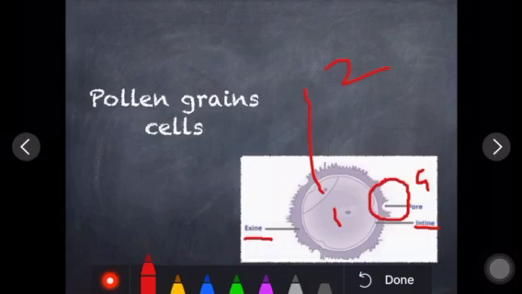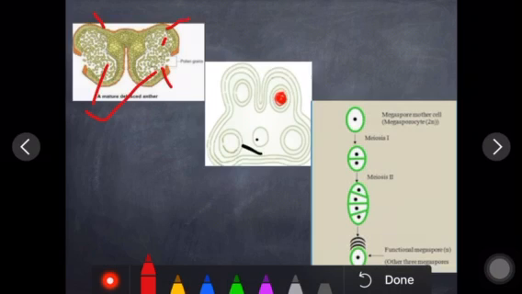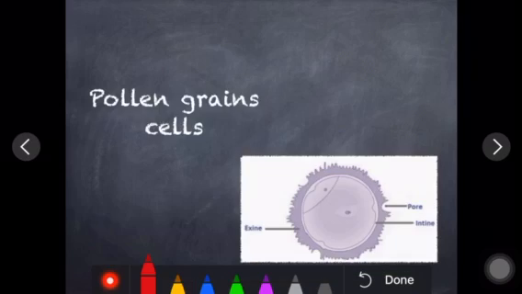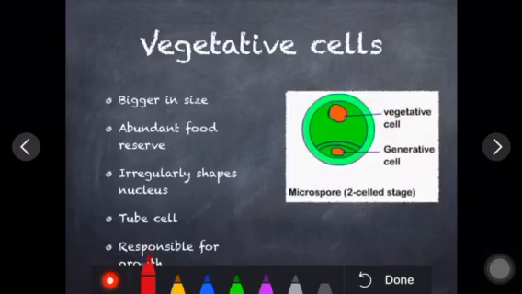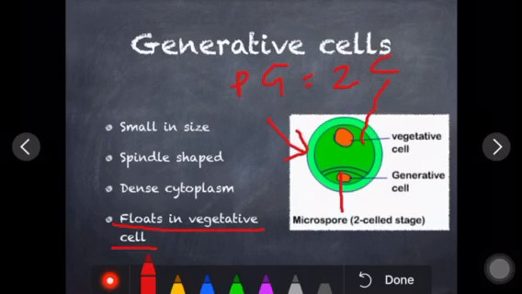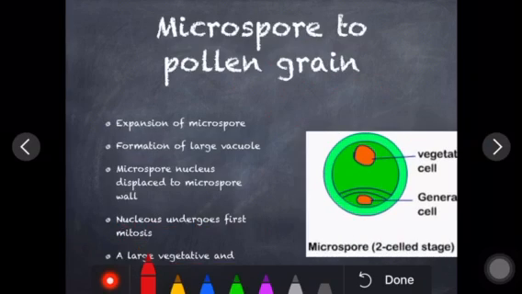This we have already mentioned in this diagram. Now, which one will function? It will turn into the pollen grain. So this is the structure of the pollen grain. Here the 2 cells are there. One is bigger, the vegetative, and another is generative. Now we will try to understand how the generative cell floats in the vegetative cell. So let's see. The generative cell floats in the vegetative cell.